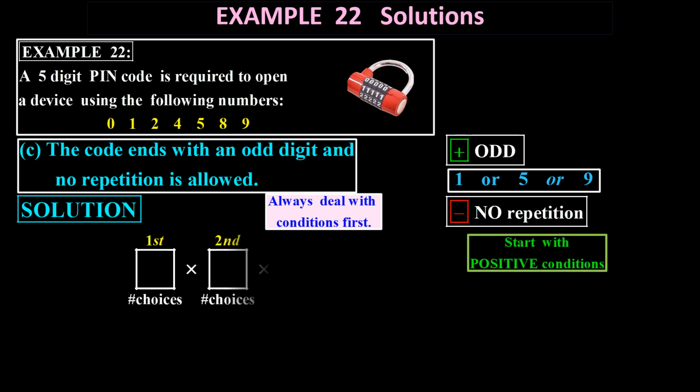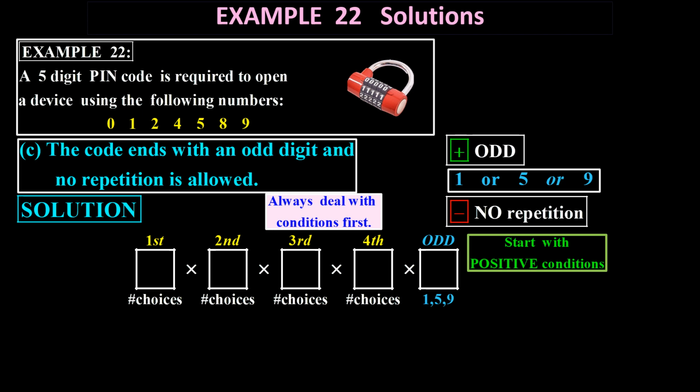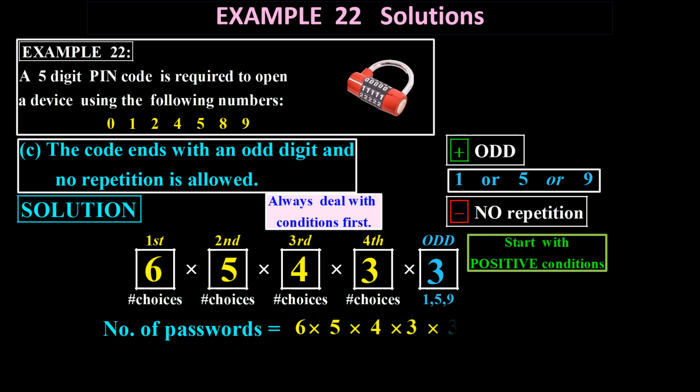So let's start with the positive one first. Let's look at the positive condition here. Any of the 3 could be my end digit. Now, because I have 7 digits, I already filled up 1, that means I only have 6. Now I already filled up 2, so I have 5. I already filled up 3, so I have 4. And then filled up 4, so I have 3. So that is the number of options I have if the code must end with an odd digit and no repetition of digits would be allowed. And that gives me the value 1080.